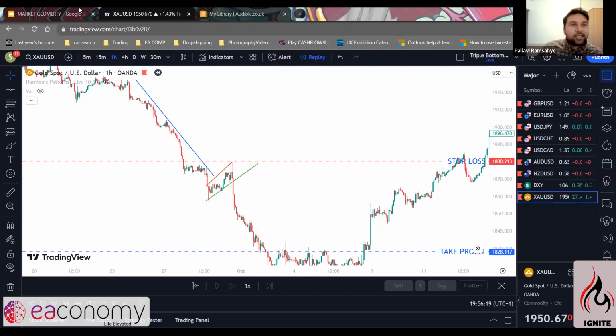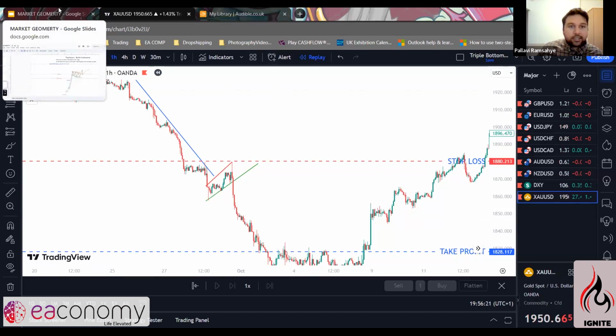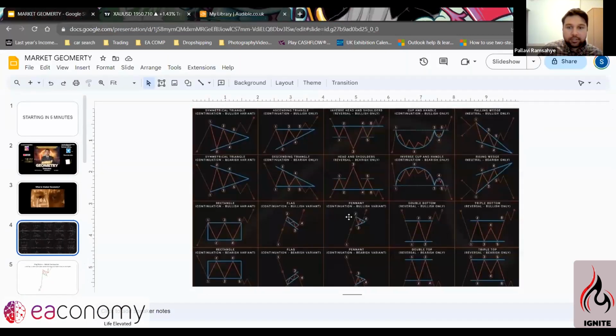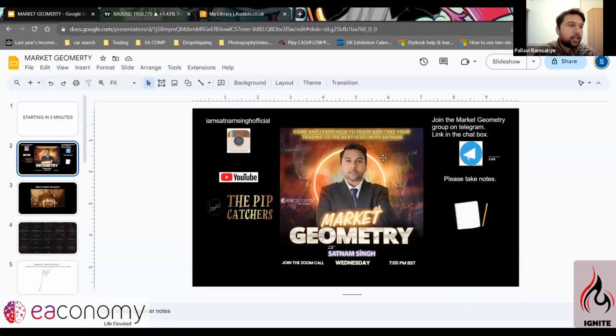Next session, with regards to the pattern, let's have a look. We'll be doing the pennant pattern next session. And we'll go through that, and I'll take you guys through the characteristics to look for, how to enter, where to set your take profit, etc. Perfect.